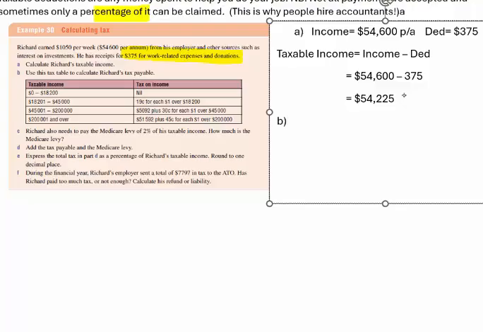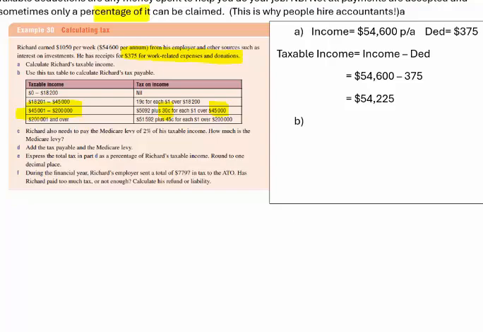So that's his taxable income. Now we're going to use a tax table using our buckets. So we can see that he's in the tax bracket of $54,000. He's earning above $45,000. So he's in this tax bracket here, which means he's going to be taxed at 30 cents.